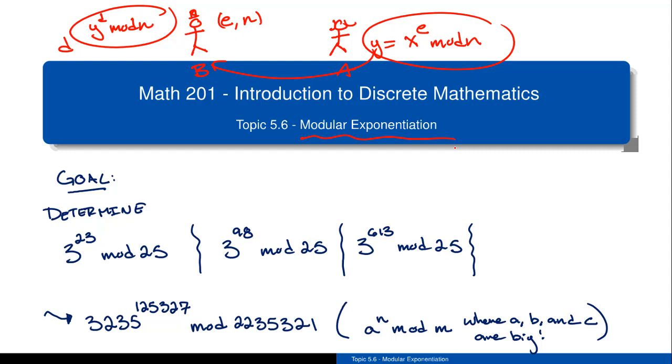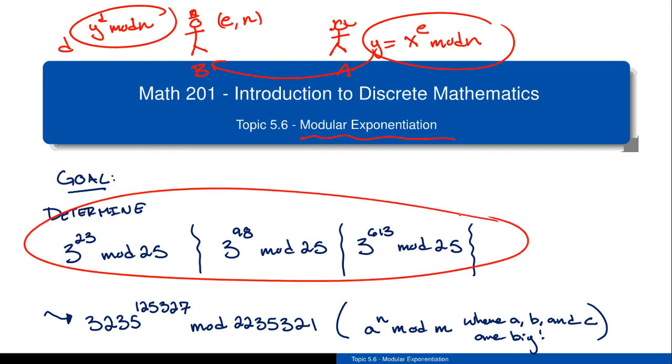Down below you can see the goal of where we're going. Initially we're going to look at a few somewhat toy examples, like computing 3 raised to the 23rd and then reducing it mod 25. I could up the power to 3 to the 98th or 3 to the 300 or 3 raised to the 613th, again reducing mod 25. You could do all of those with a pretty simple calculator, evaluating each one and then reducing it mod 25.